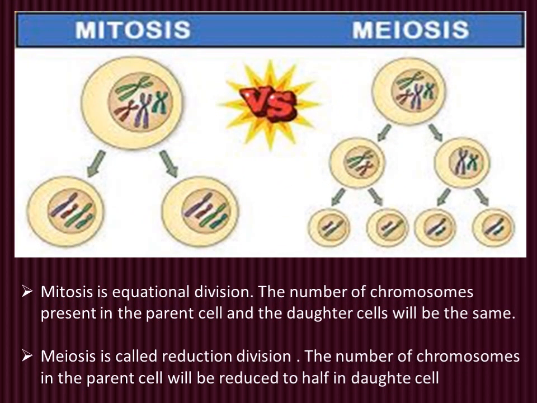Mitosis versus meiosis. Mitosis is equational division. The number of chromosomes present in the parent cell and the daughter cells will be the same. As you can see here, the number of chromosomes in the parent cell is equal to the number of chromosomes in the daughter cell. Meiosis is called reduction division. The number of chromosomes in the parent cell will be reduced to half in the daughter cell. See, the parent cell has 4 chromosomes, whereas the daughter cell has only 2 chromosomes.